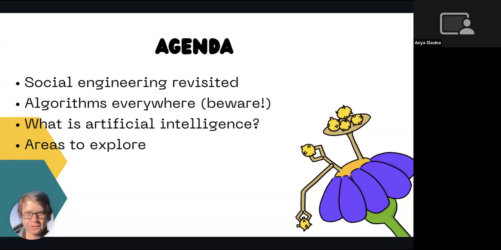So on the agenda, we're going to talk about social engineering. It's a topic that was covered in cybersecurity and privacy. We're going to get into algorithms and mindfulness around using objects that are algorithm based. Then what is artificial intelligence? How did we arrive at where we are? I'll give you some areas to explore and then just a bit of how to get the most out of the experience if you do end up using a generative AI such as ChatGPT or Gemini or Llama AI or Microsoft's Copilot.